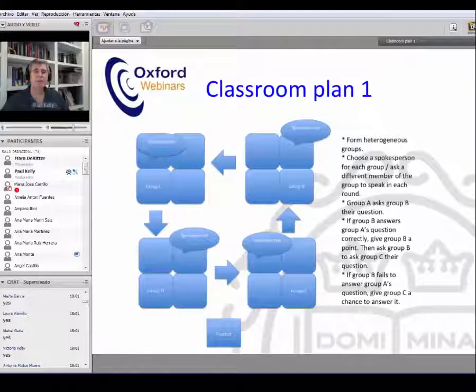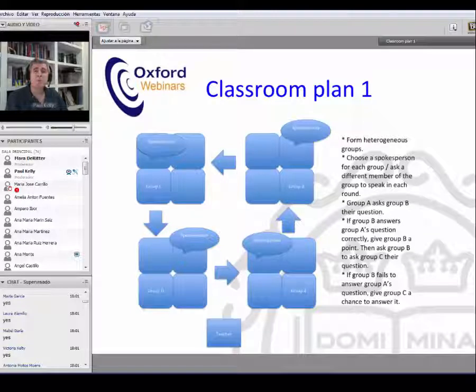I have one particular classroom plan here. You will notice actually that this classroom plan is for a group, 4 groups of 4 students. However, of course, you could adapt this plan for 30 students and have 6 groups of 5 students. As you can see with this plan here, the tables are sorted so that we have 4 groups.